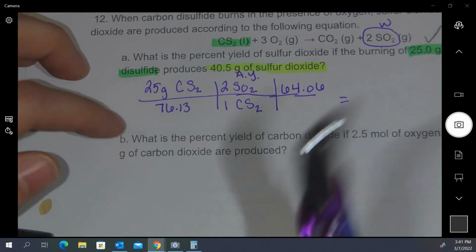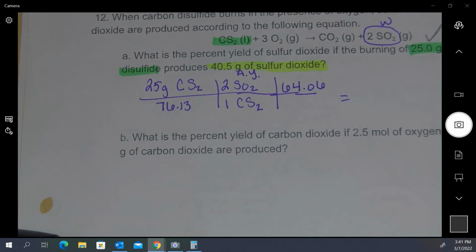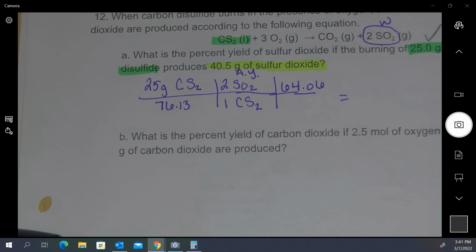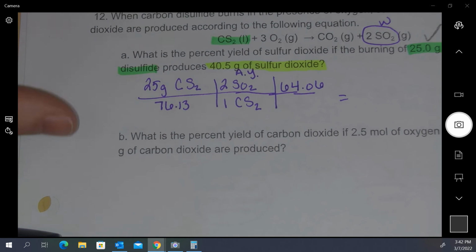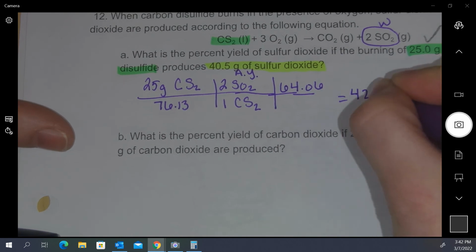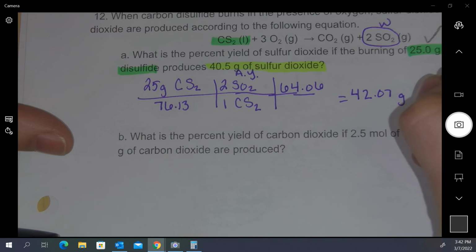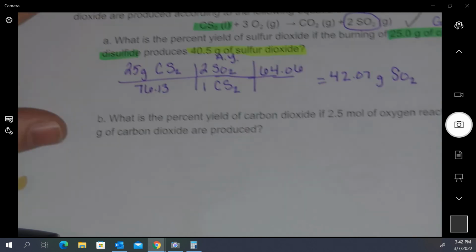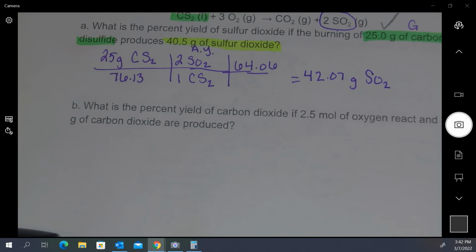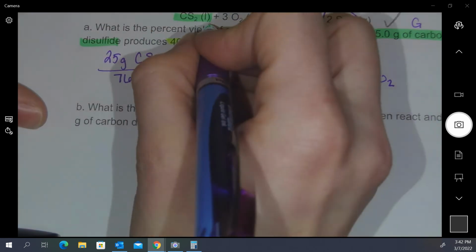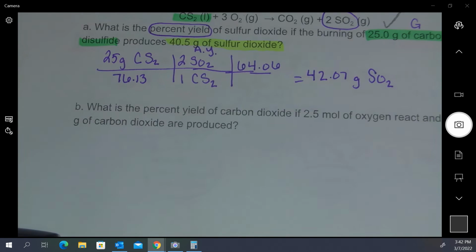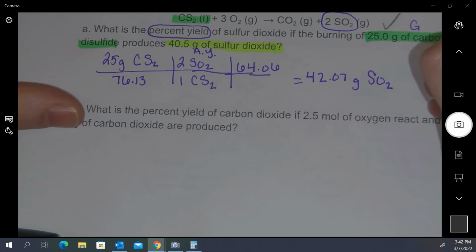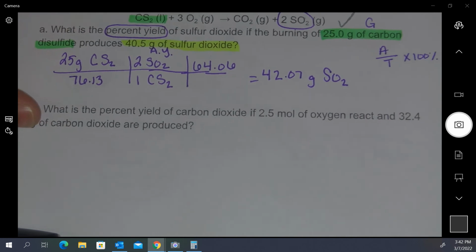Okay. So 25 times 2 times 64.06 divided by 76.13 gives me 42.07 grams of sulfur dioxide. Am I done? Is that the answer to this question? No, the question really wants to know percent yield. So percent yield is actual over theoretical times 100, correct?